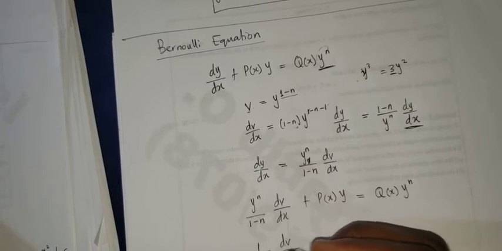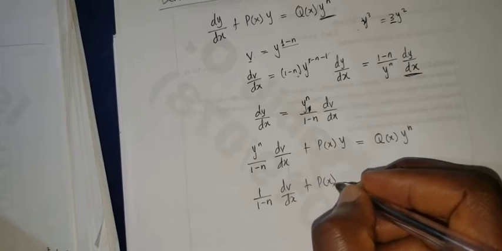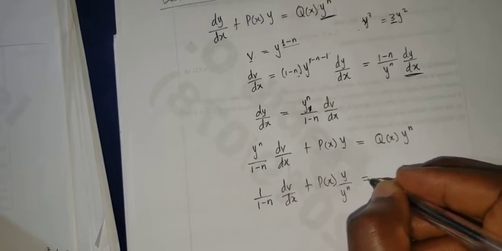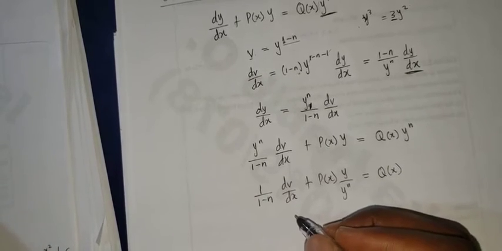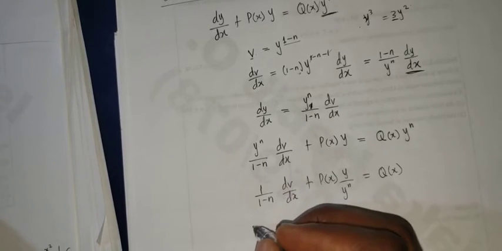Then dv/dx, I hope you can see that on the screen, plus p of x multiplied by y, then divided by y to the power n, which is equal to q of x, because this y to the power n will be gone. And then at this point we can again multiply through by 1 minus n, so that we clear up this fraction.